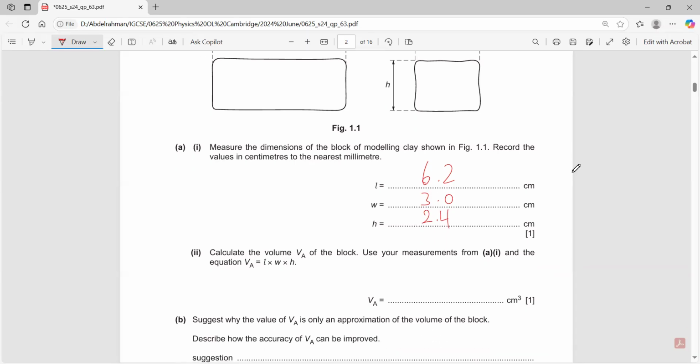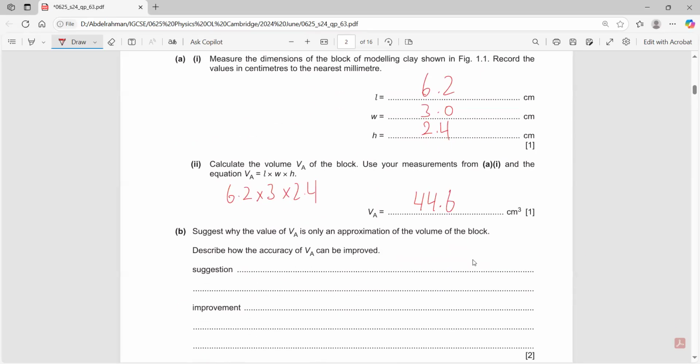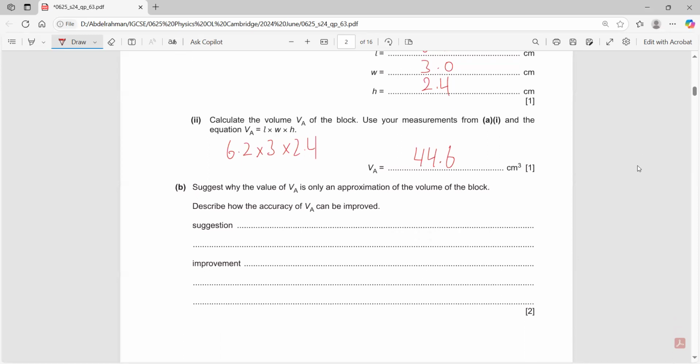Calculate the volume. Length times width times height, so it's 6.2 times 3 times 2.4. So the volume would be 44.6 centimeters cubed.